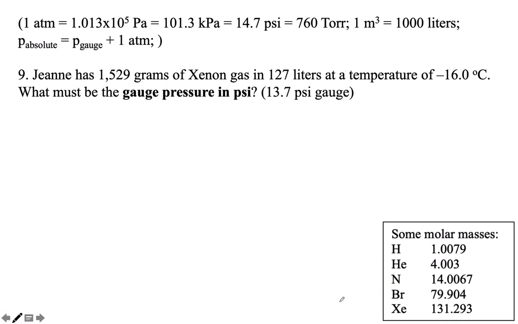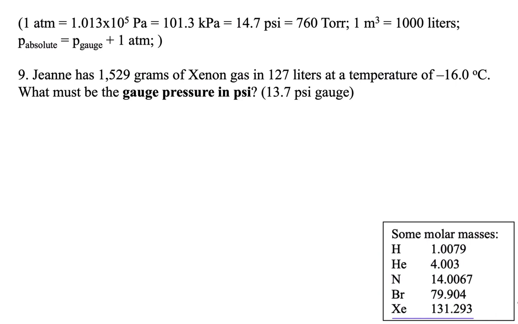Gina has 1,529 grams of xenon gas. Xenon's a noble gas, although it does make xenon tetrafluoride or something like that, right? Let's see. 127 liters at a temperature of minus 16 Celsius. What's the gauge pressure in PSI?